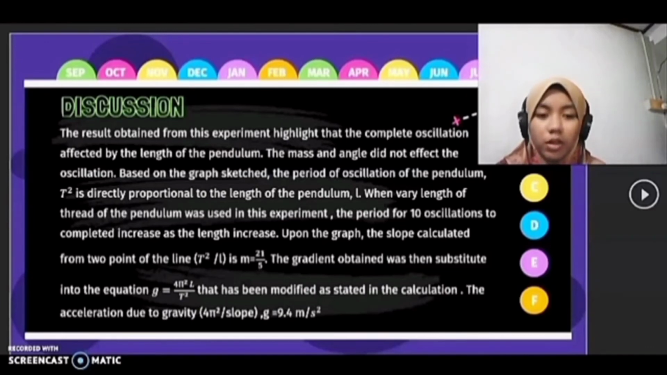From the graph, the slope calculated from 2 points of the line T squared against L is m equal to 21 over 5. The gradient obtained was then substituted into the equation G equals 4 pi squared L over T squared. The equation has been modified as stated in the calculation. The acceleration due to gravity, 4 pi squared over slope, G is equal to 9.4 meters per second squared.